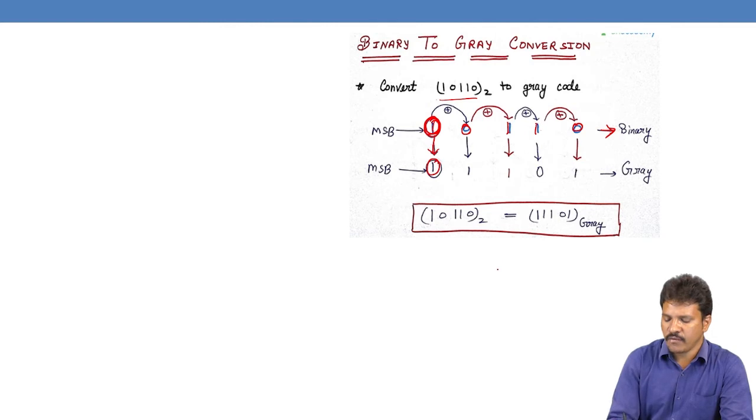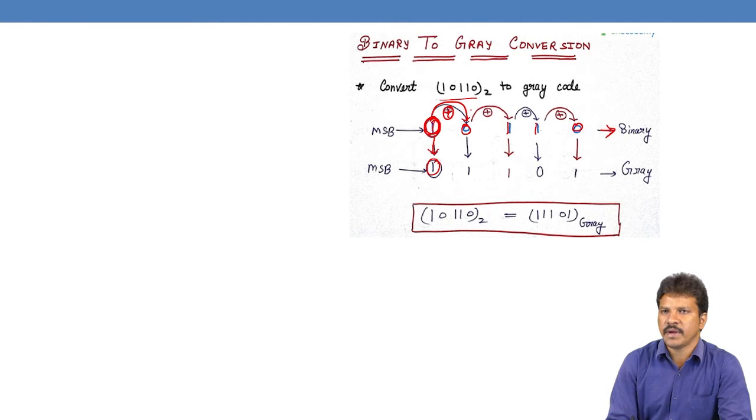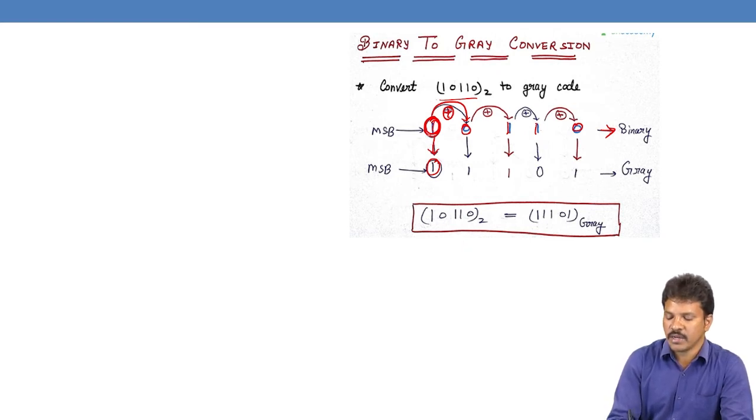And if you want to get the next number, perform an XOR operation between this MSB bit and the next bit, the diminished MSB bit. When we perform the XOR operation, you will get the second bit in the gray code.